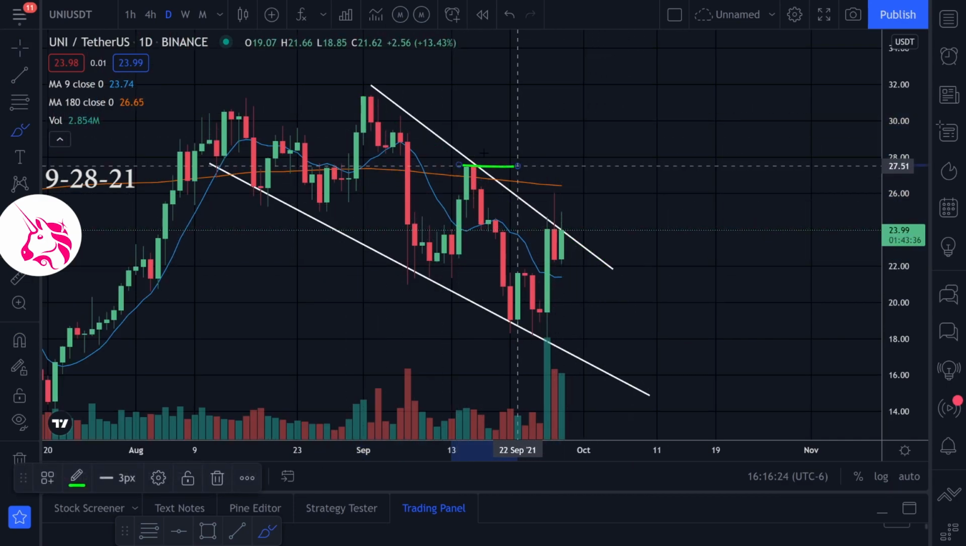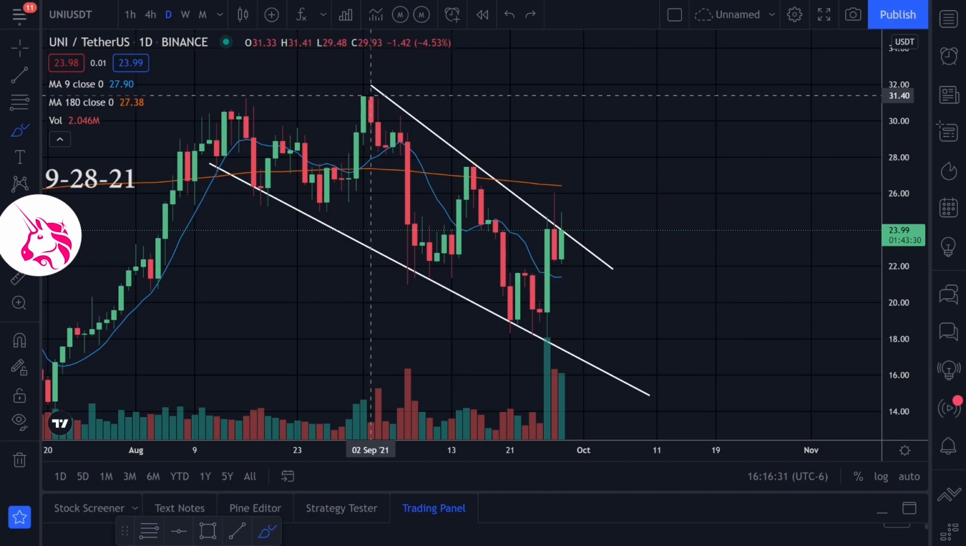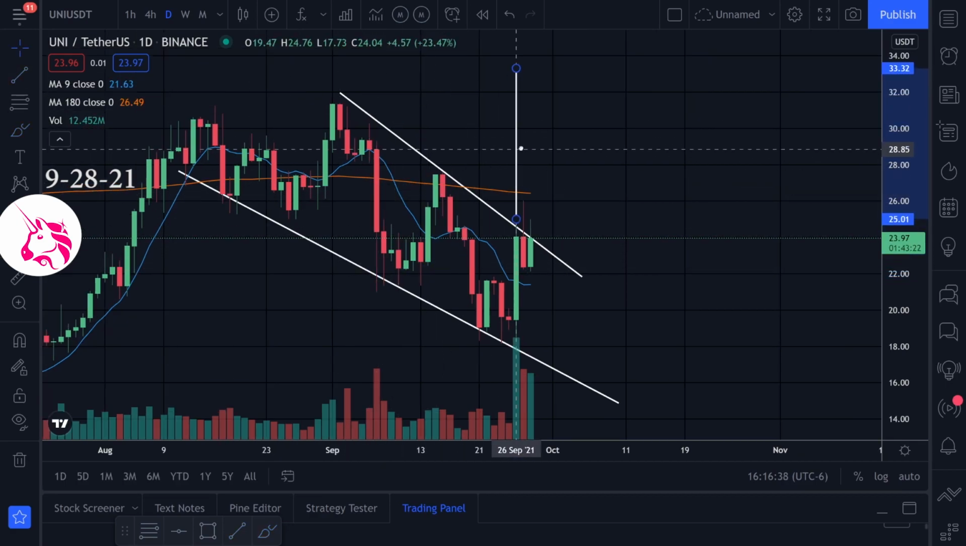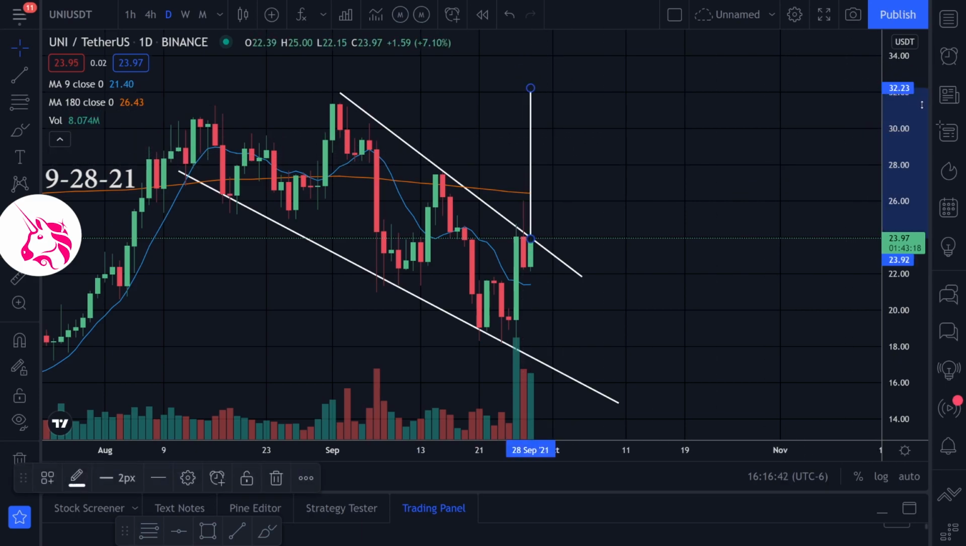We have previous resistance right here and previous resistance right here. These are sitting at 27.51 and 31.40. We could also drag from the top to the bottom of this triangle, drag that to the breakout. If we break out right here, we're possibly looking at a target of around 32.23.